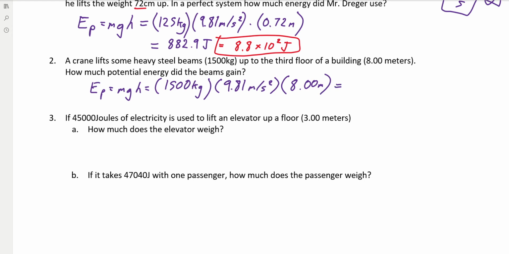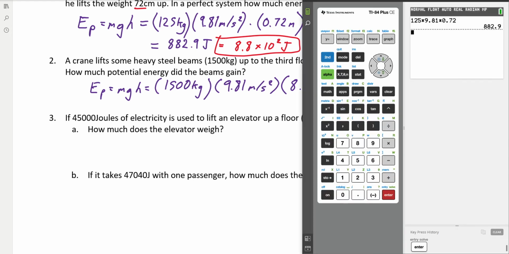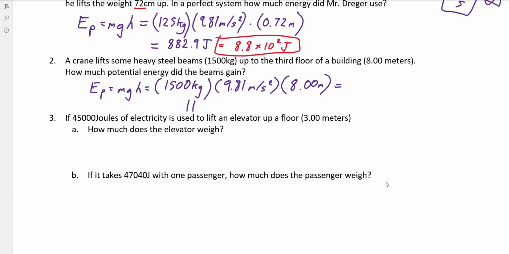So that is 1,500 times 9.81 times 8.00, or just 8. And so we get 117720.